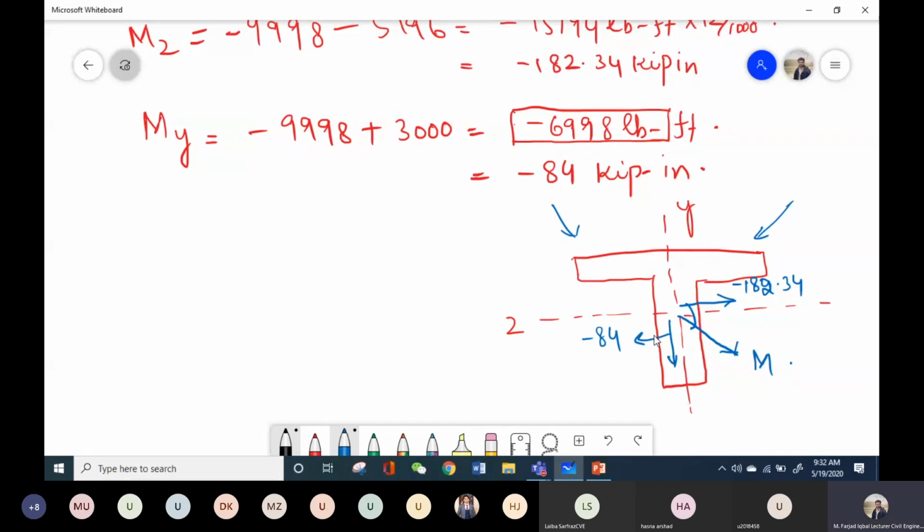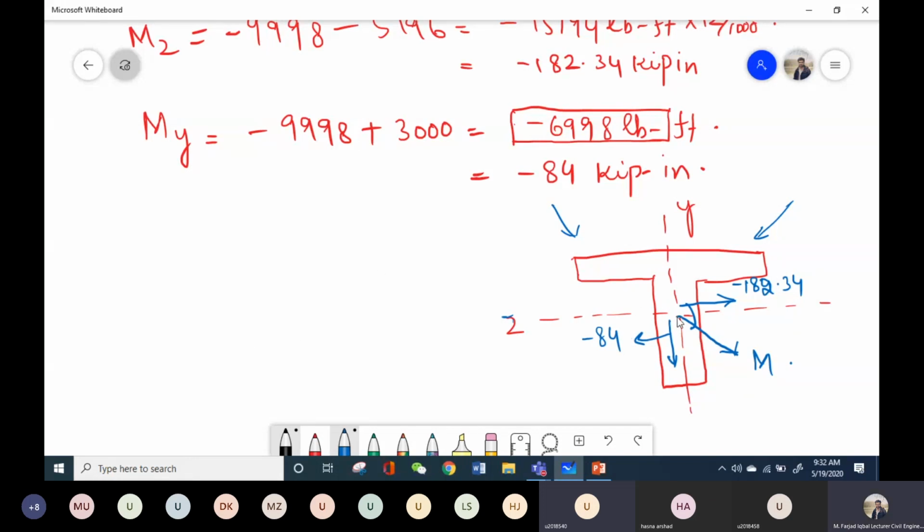Sir, this is -182, so this is 45. Won't it be on the other side? On which side? Sir, -182 on the z axis. So it is in the negative y direction, a negative z direction. This is the positive z direction on this. Okay.